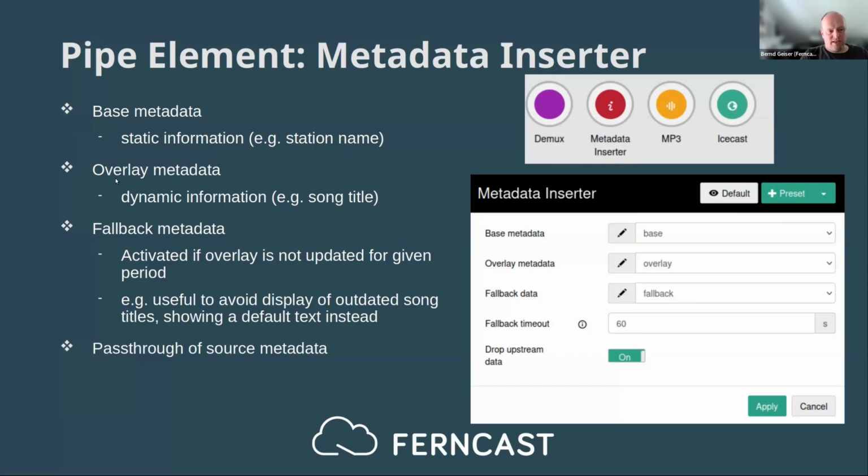And then the second one is the overlay, which has dynamic information, that is the song title, which is constantly being changed, for example, via push or pull. And then you can configure a fallback metadata that is activated if your update mechanism fails for some reason. Then it makes sure that the song title doesn't persist for a long time. It just switches back after a fallback period to a fallback title, for example. And you can, of course, configure that you do not want to use that at all, but just pass on the metadata that is received, for example, from the demultiplexer or the Icecast at the input.